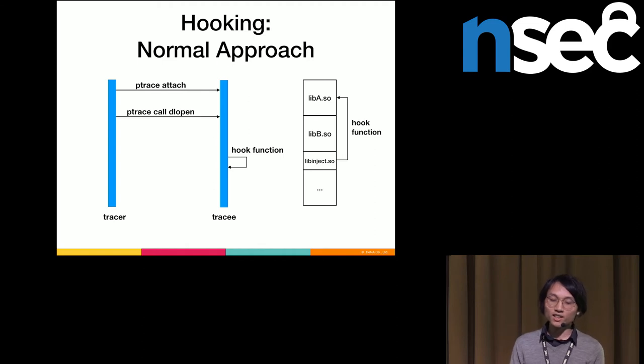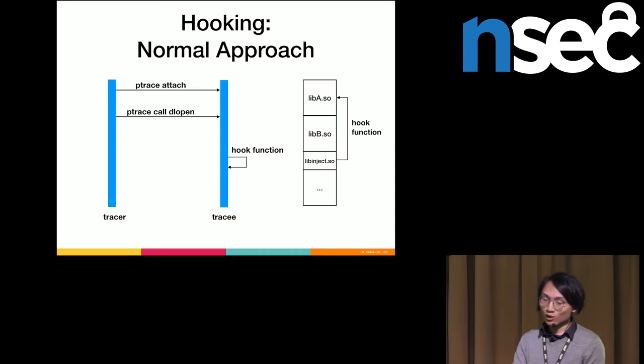The basic idea is to use ptrace to attach to your target process and call dlopen inside the target process to load your injection library. And in the injection library, you would modify the function entry point. So that's the hooking part.